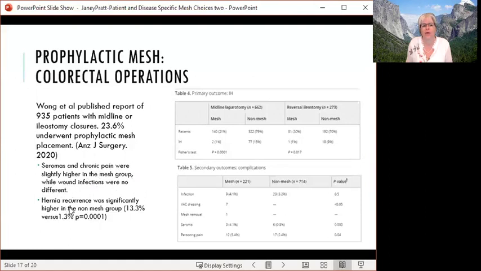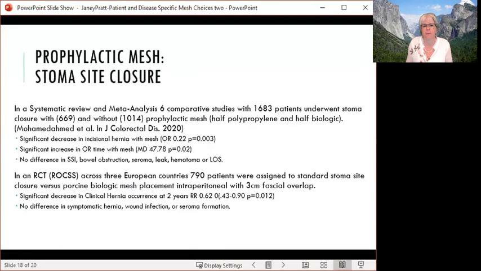And the hernia recurrence was significantly higher in the non-mesh group, 13% versus 1.3%. So significantly different risk of a hernia if you use a mesh, with a slight increase in chronic pain and in wound infections.